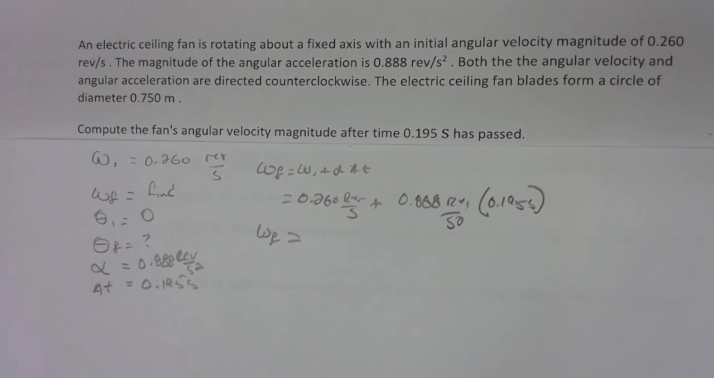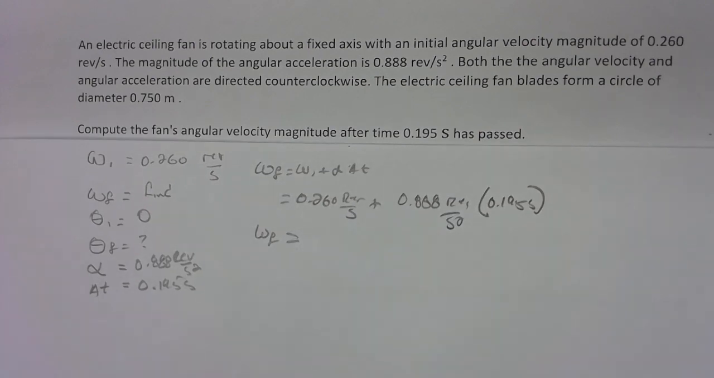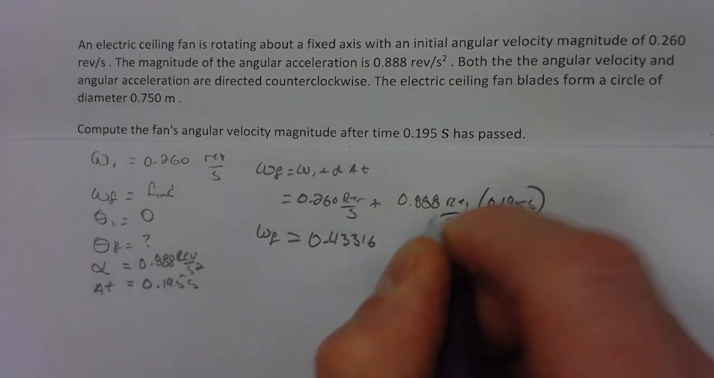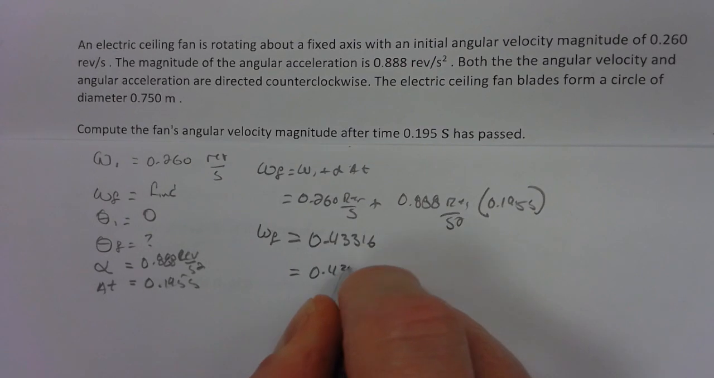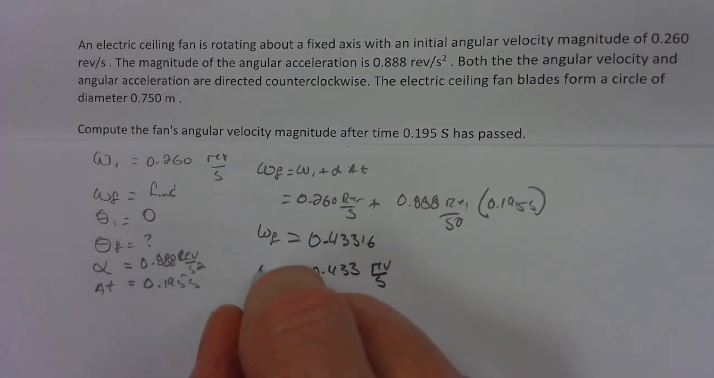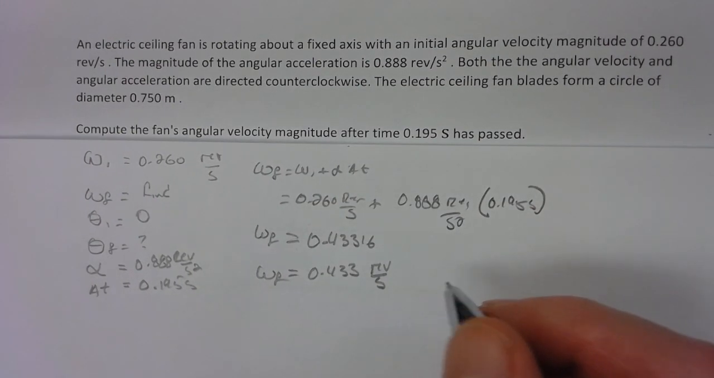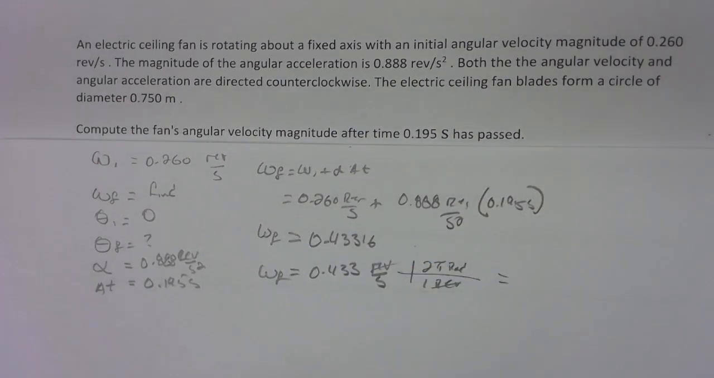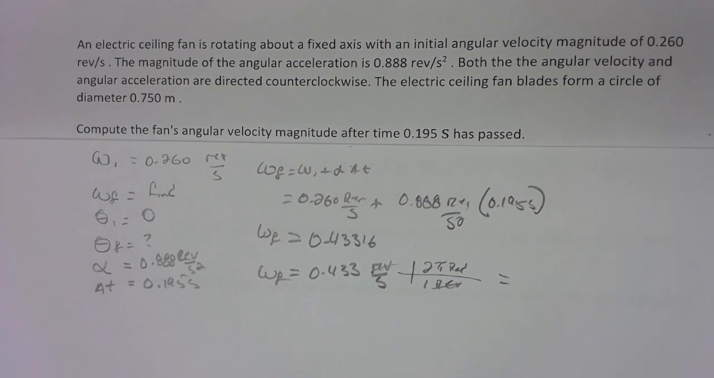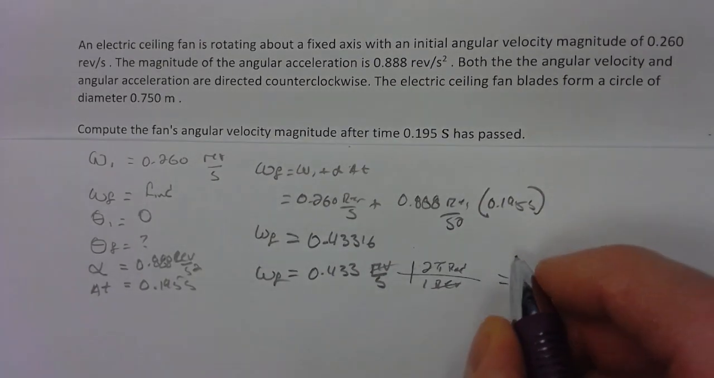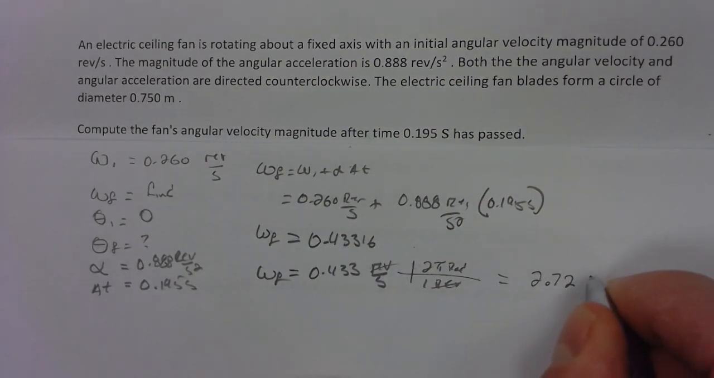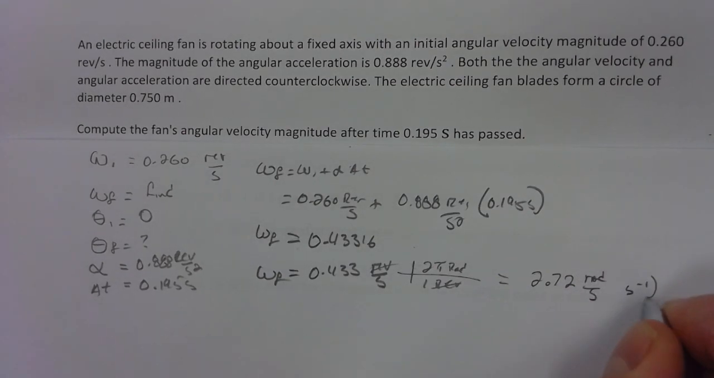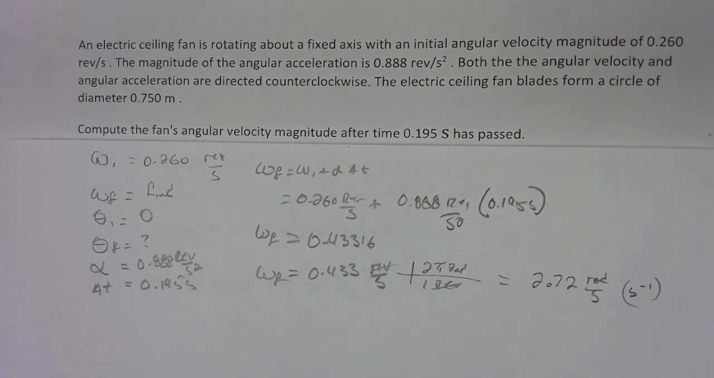0.260 plus 0.888 times 1.95. Boom. 0.43316, but we have 3 digits, so 0.433 revs per second. Now what if it wants radians per second? We have to do a little conversion. We have 2 pi radians in 1 revolution to get rid of our revolutions. So we multiply that by 2 pi, and 2.72 is what it rounds off to. That's 2.72 rads per second, or seconds to the minus 1. Pretty straightforward, that one.